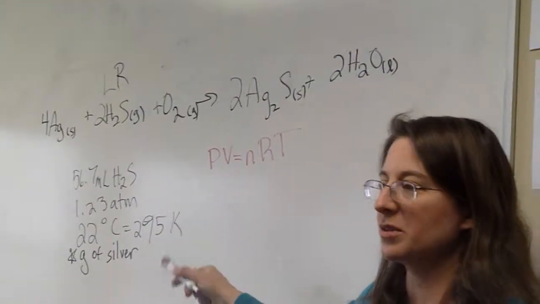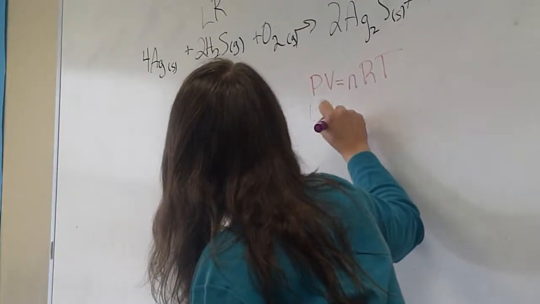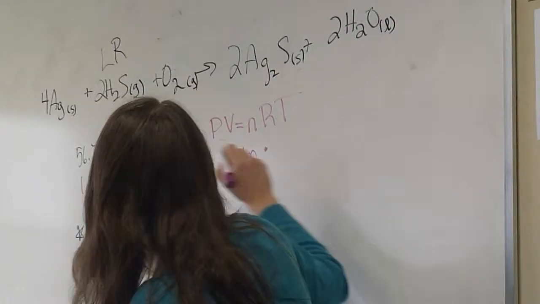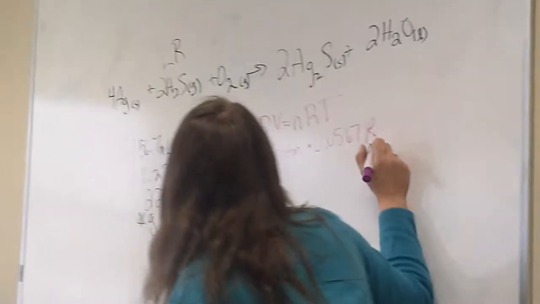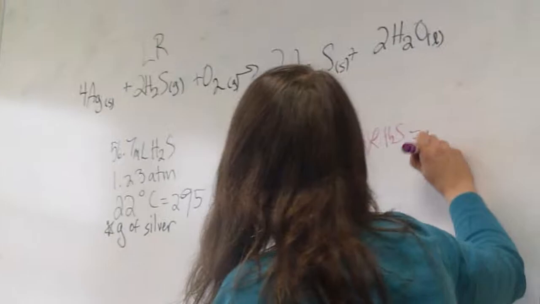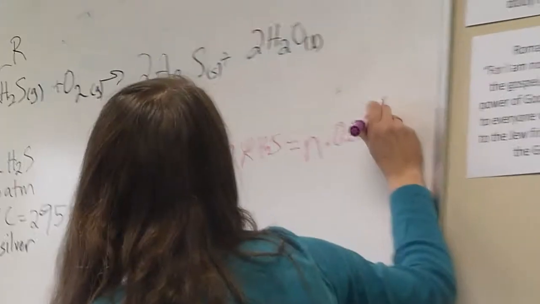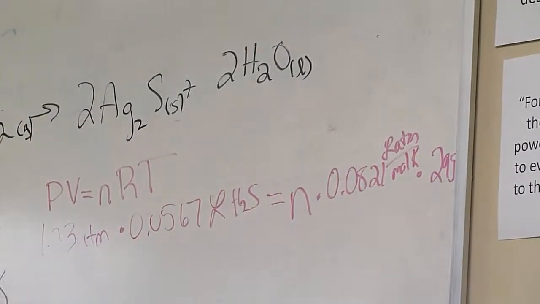We want to find n, which is moles. Don't forget n is moles. So pressure, we know pressure. Do we know volume? Yeah, it's 0.0567 liters. Good. And that's H2S. PV equals n, which is what we want, times R, which we know is 0.0821 per mole Kelvin, times 295. Yep. You did that like a boss.